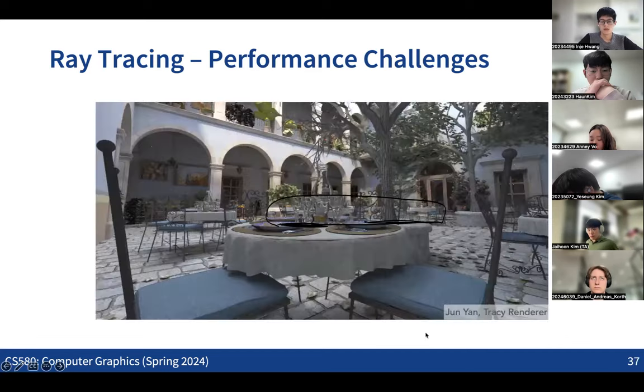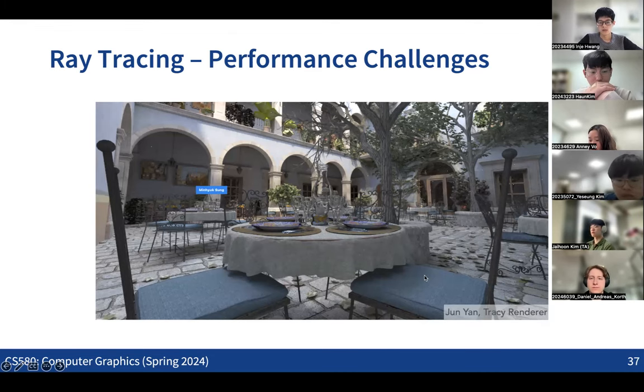One example is this scene, which is rendered using a ray tracing system. Can you guess how many triangles we have in this to represent all the details in the lights, all these things? I don't know, also for some fine details over the back part of the chair, how many triangles do you need? Can you guess?